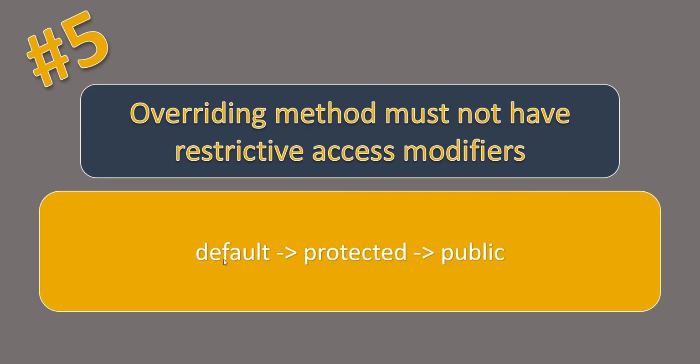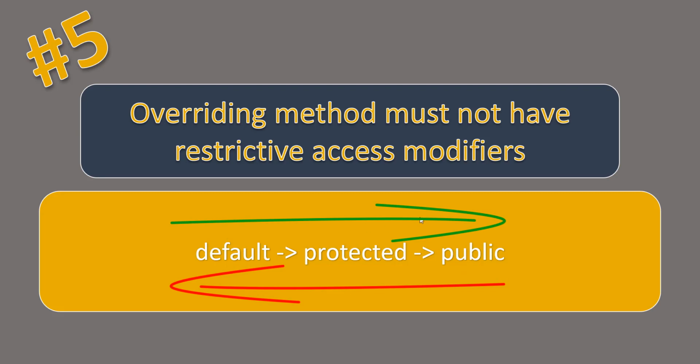If your parent method is default, you can only give default, protected or public to your overriding method in the child class. If your method in the parent class is protected, you can only give protected or public to the overriding method in the child class. You cannot go in this manner. You can only go from left to right from here. That is, you can widen the scope, but you cannot restrict the scope for your overriding methods.